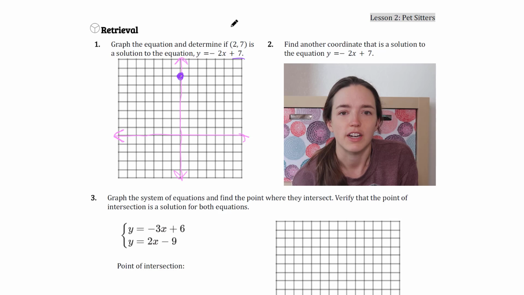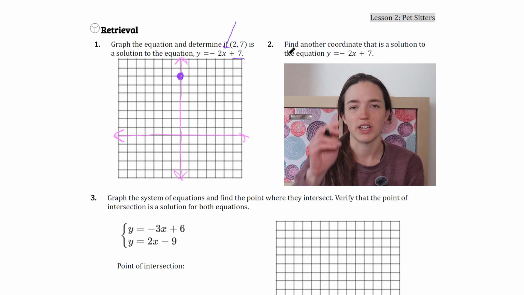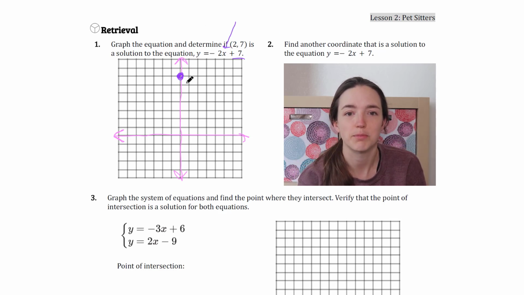All right, the slope here is negative 2, so we're going to go down 2 over 1 to find the next point. Down 2 over 1, and let's do that just several times.